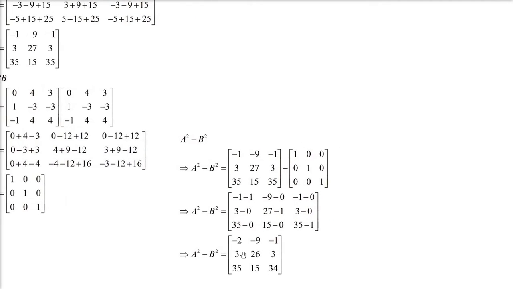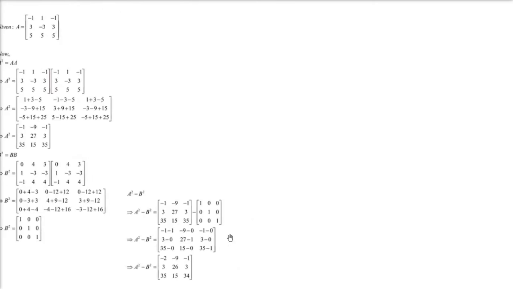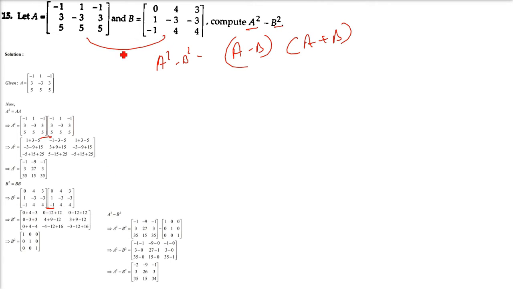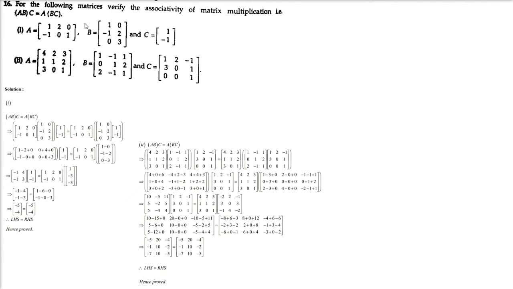The final answer you can see here. There is only one thing I would like to tell you here. Why do you want to do A square and B square? There will be 2 multiplications. But if you do A square minus B square as A minus B, A plus B, it will be only 1 multiplication. That is, first add these 2 matrices and subtract these 2 matrices, and finally multiply them. So there will be only 1 matrix multiplication. That you can also do.